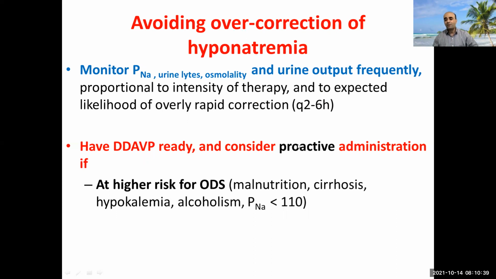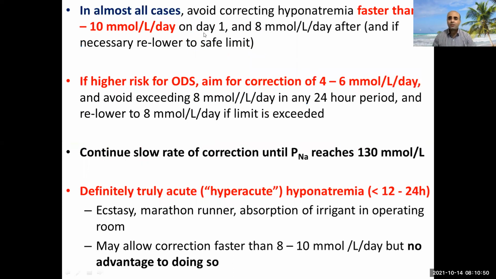Proactive means prophylaxis before overcorrection happens, especially in patients at high risk for ODS, as we mentioned: malnutrition, cirrhosis, hypokalemia, alcoholism, severe hyponatremia. Avoid correcting hyponatremia faster than 10 to 8 millimole per day in low risk patients. If high risk, 6 millimole is enough. Continue a slow rate of correction until plasma sodium reaches 130. This is my safe target for my patient.